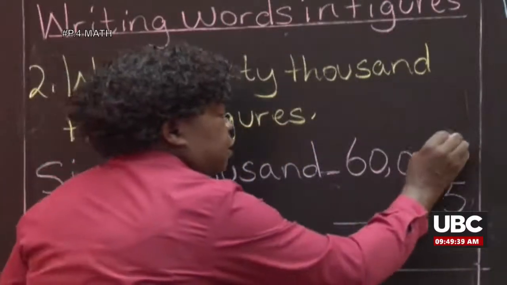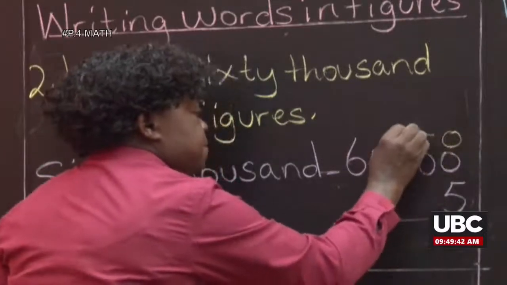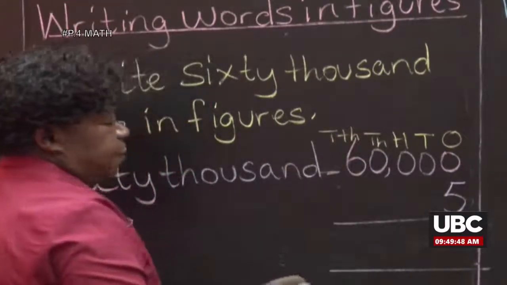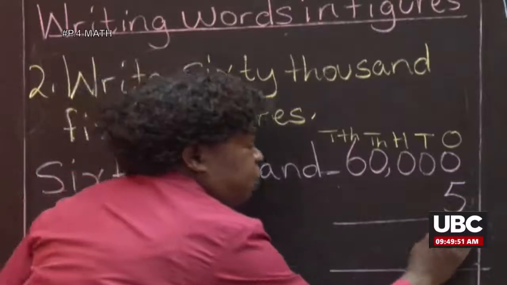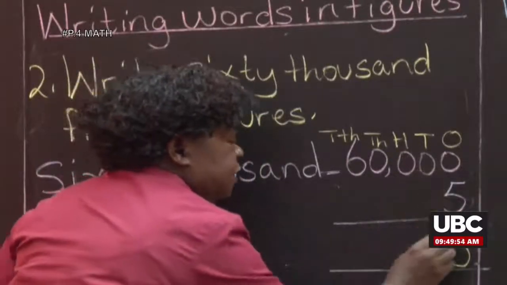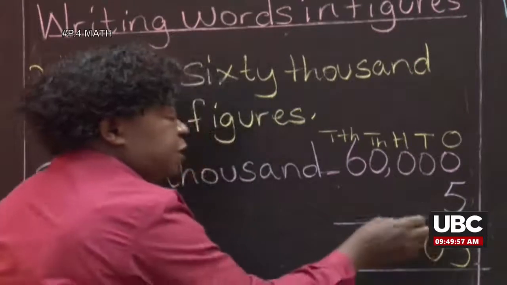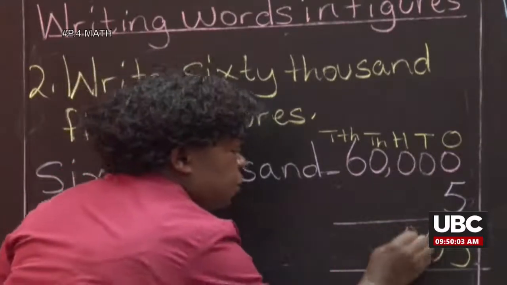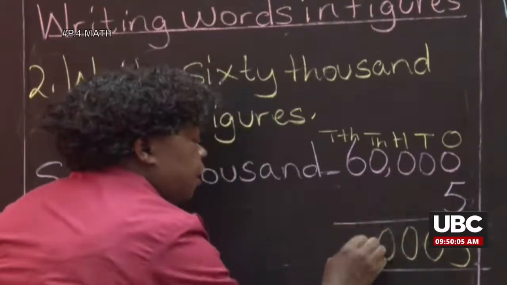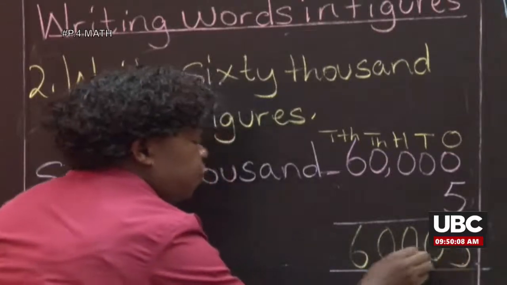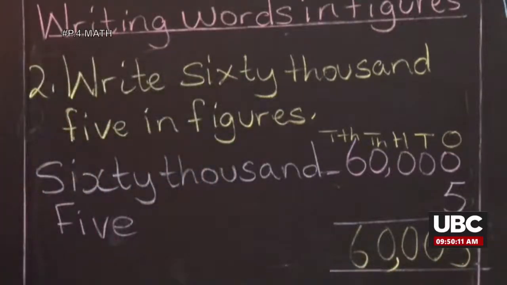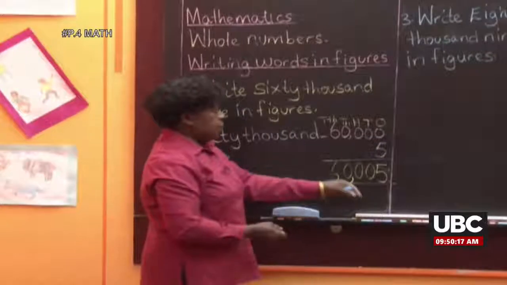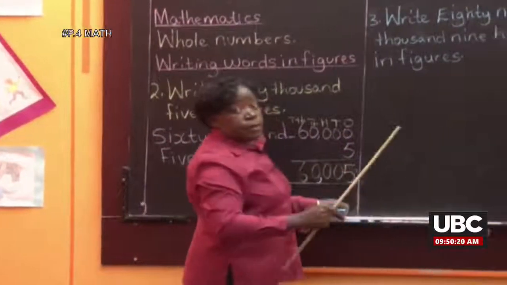Remember, we start from the ones, we go to tens, hundreds, thousands, and 10,000s. 0 plus 5, you get 5, and 0 plus 0 is 0. You may put 0 as placeholders, or you may leave them out. And 0 plus 0 is 0. Here we get 0, and we have 6. That is 60,005. 60,005.